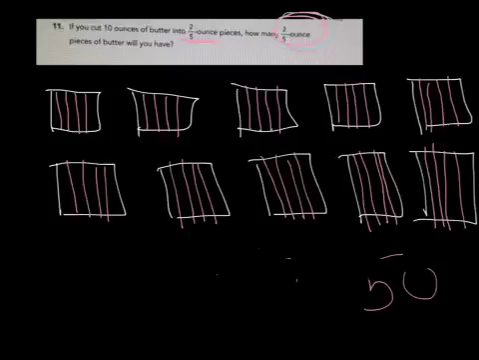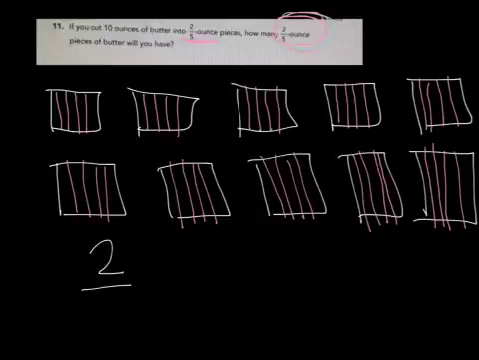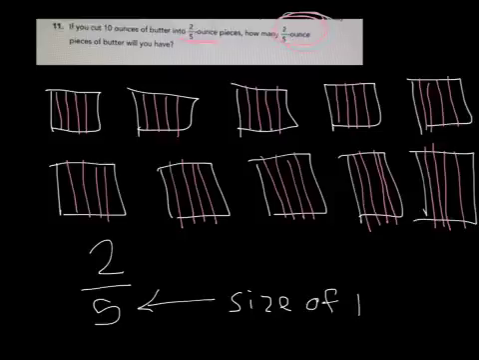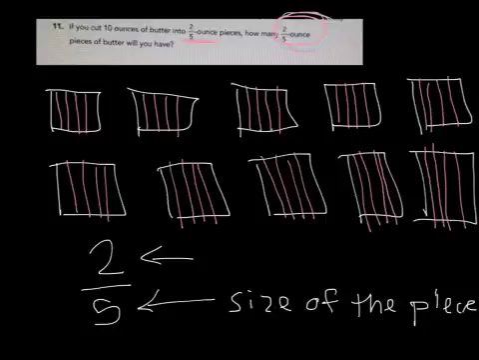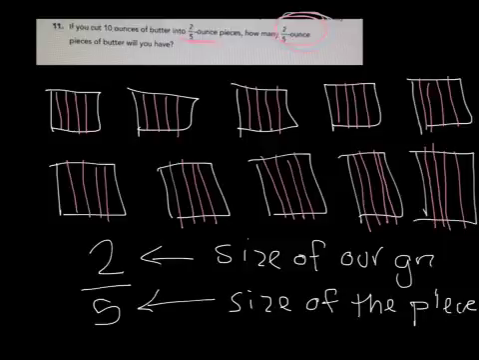So going back to these groups of 2/5, we have our 10 pieces of butter cut into fifths. I would ask them at this point, how many fifths do you have? Can you group them into groups of 2/5? Because we're looking for groups of 2/5, which means this fifth is the size of the piece, because that's part of the whole, 5 being our whole. So our whole is cut into 5 pieces, and 2 indicates the size of our group, or the group that we're looking for.